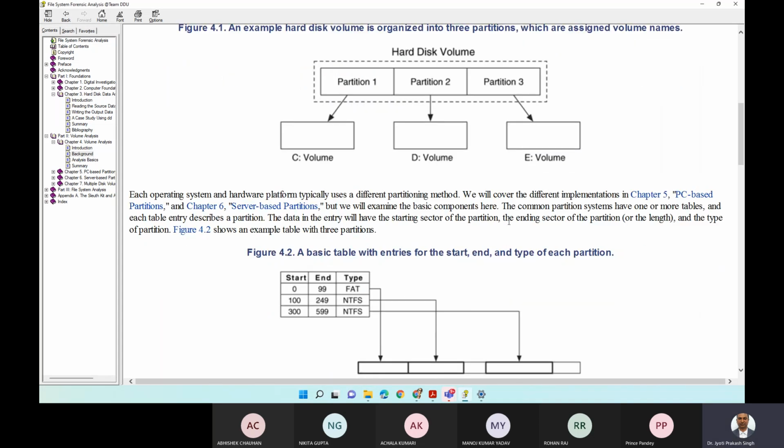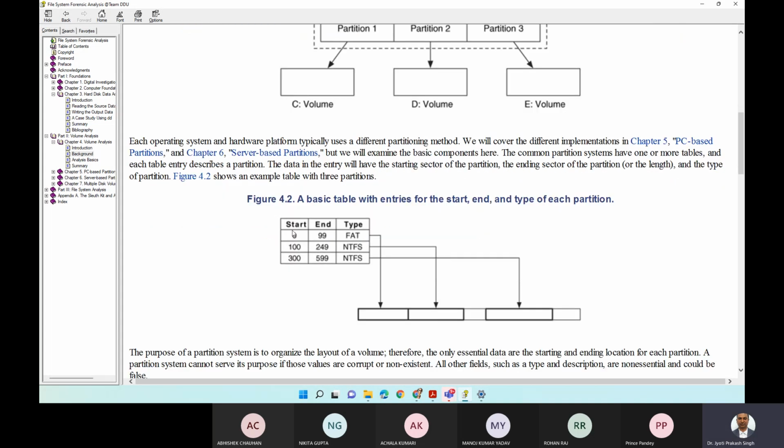Now the question is, when we create a partition, obviously this partition information has to be stored somewhere. And normally this partition information is stored as a table. So we have a table at the beginning, and the entry will have the starting sector, the ending sector. Whenever we start a partition, basically we have a table. And this table talks about the starting address of the partition, the ending address of the partition, and what is the file type in that particular partition. So there are these three types of entry.